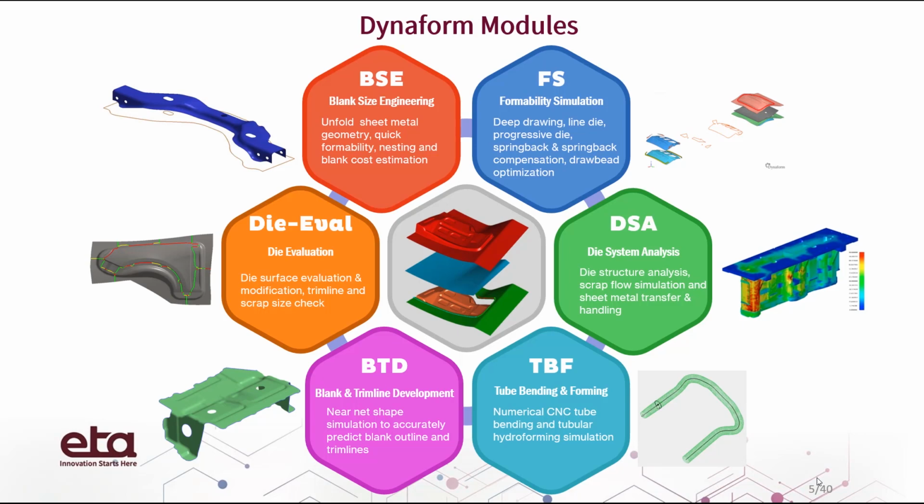The blank and trimline development module enable engineers to conduct a near-net shape simulation to accurately predict the blank outline and trimline. Tube forming is carried out to perform numerical CNC tube bending simulation, preform, and hydroforming. Special tools are developed to allow engineers to automatically generate bending, preform, and hydroforming dies. Lastly, we have a die system analysis, which enables engineers to perform die structure integrity, scrap flow, and sheet metal transfer analysis. Next, I am going to present some new features implemented in version 6.2.